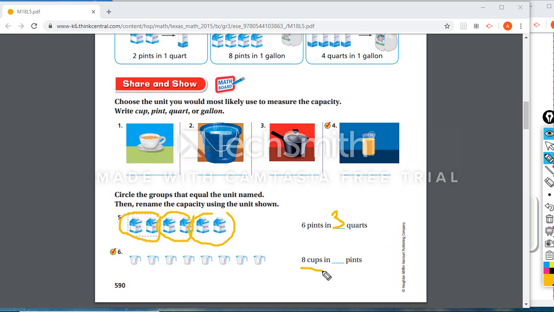So how many pints in 8 cups? Well, how many cups in a pint? I know there's 2. So that's 1 pint. That's another one. That's another. So how many do I have? 1, 2, 3, 4. I have 4 pints, 8 cups in 4 pints. So if I have 4 pints, I know that equals 8 cups. If I have 3 quarts, I know that equals 6 pints.